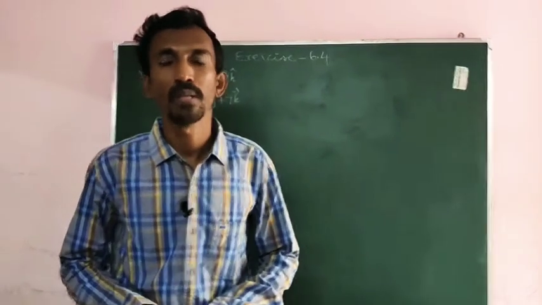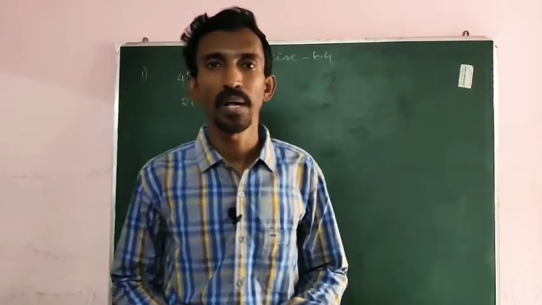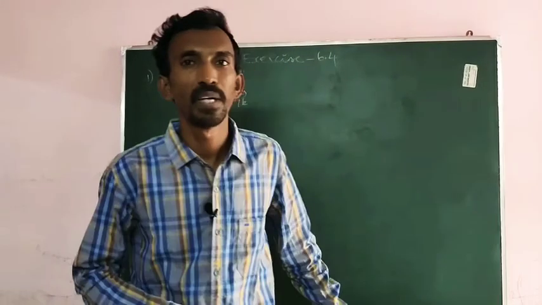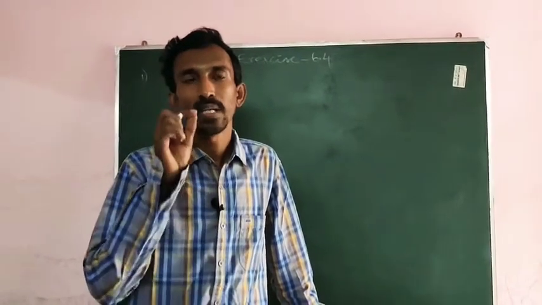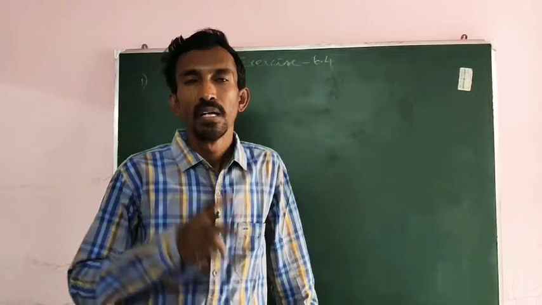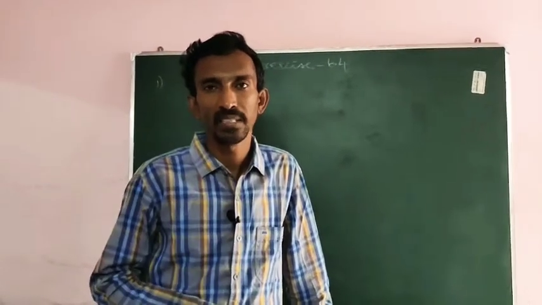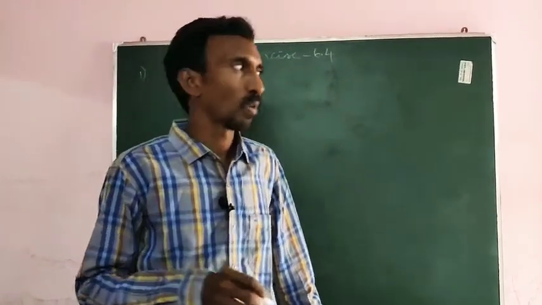Today we are going to solve the problems in exercise 6.4. It is dealing with straight lines. There we have two forms. One is a point and a parallel vector given. The second one is two points on the line given. Okay. So question number 1.